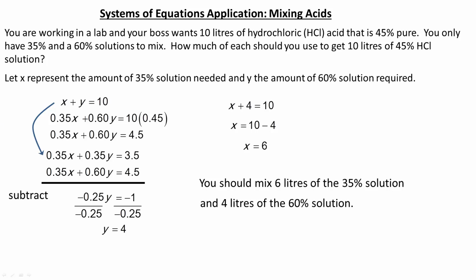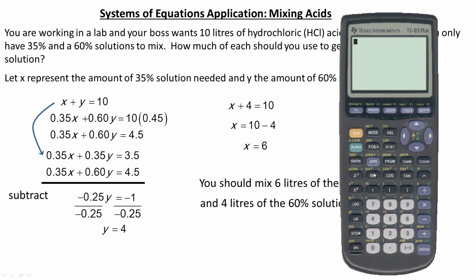Now, just as a check to make sure that this is correct, you should always be checking your work. So I'm going to bring my calculator over here. Certainly this is telling us to mix 6 and 4. 6 and 4 certainly do add to 10, so we're getting 10 liters of our final product, so it checks that part.